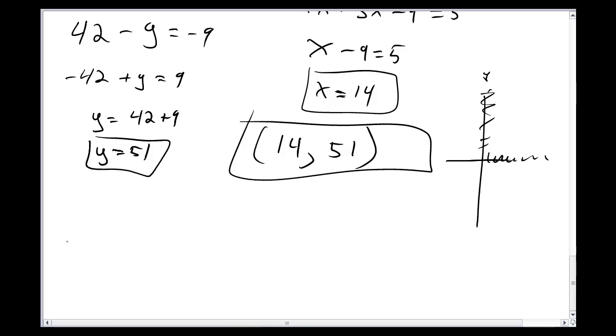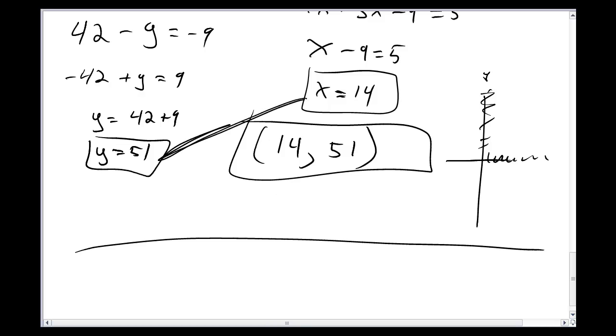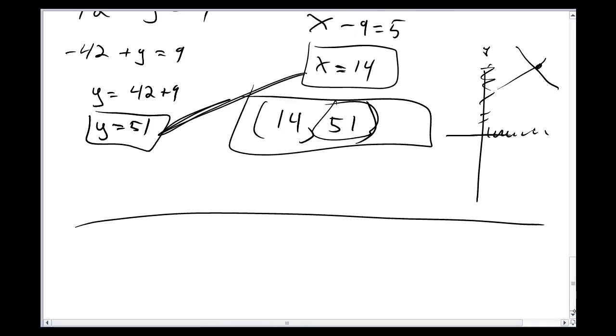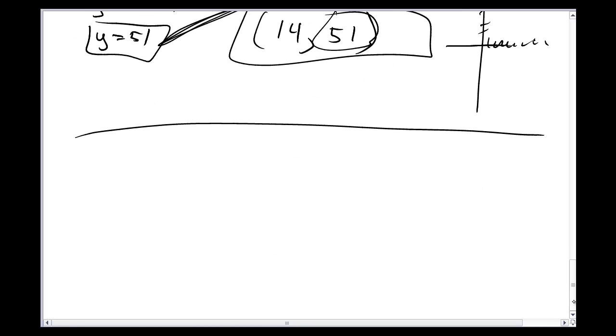So that's substitution. Notice not only is this substitution, but I've got a very particular answer. This is a one-solution process. If I had graphed these two equations, they would have met at the point where x was 14 and y was 51. There would have been two lines that would have crossed at that point. Again, because of this 51, maybe graphing would have been a little messy. My last method is the addition method.